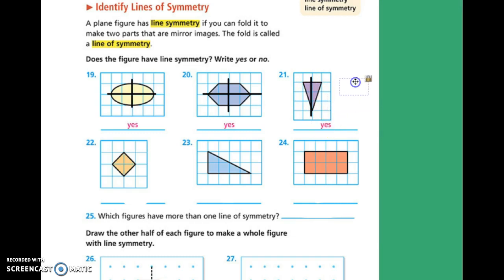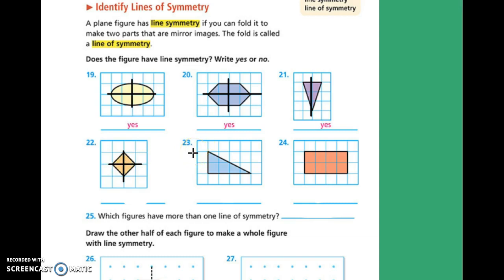All right. How about this one? Would I be able to form a line of symmetry for number 22? Go ahead and try that. If you said yes, you're right on, because I could do one here, and I could do one right through here. How about number 23?